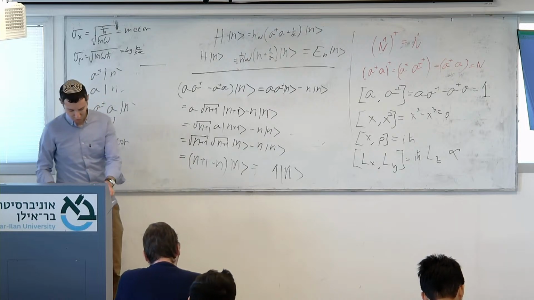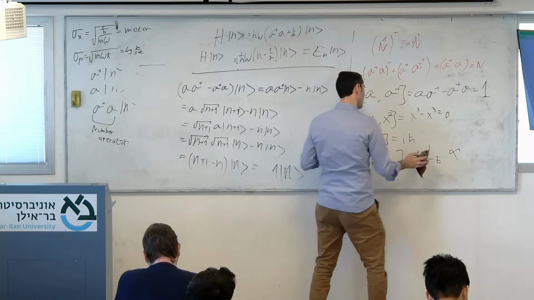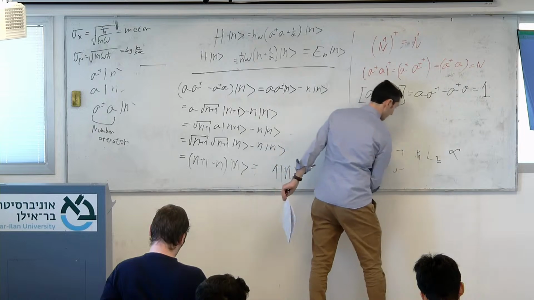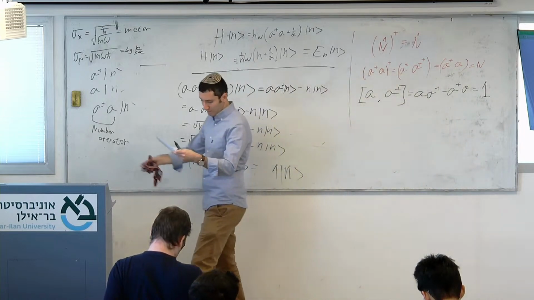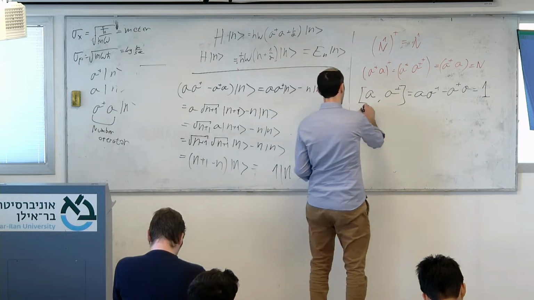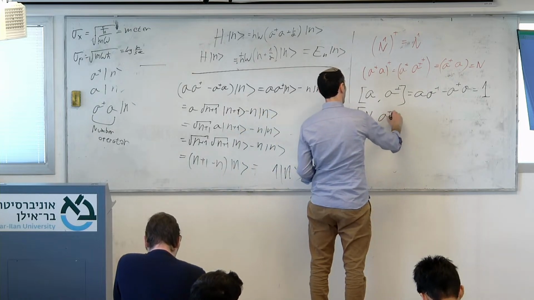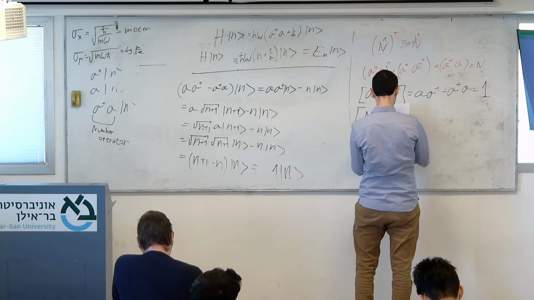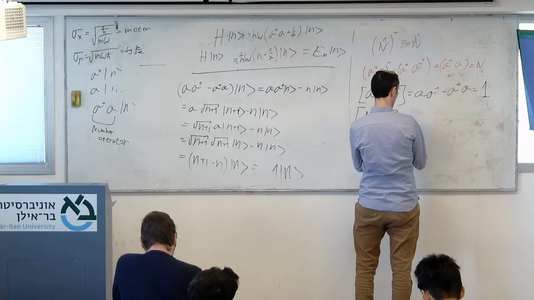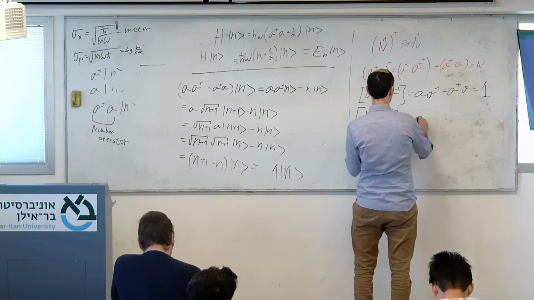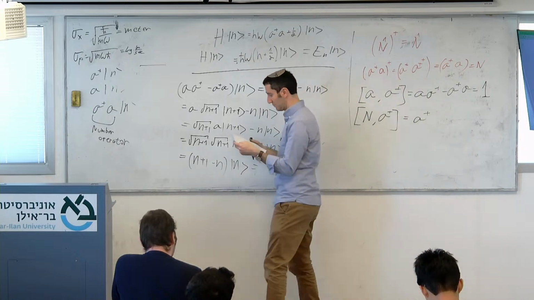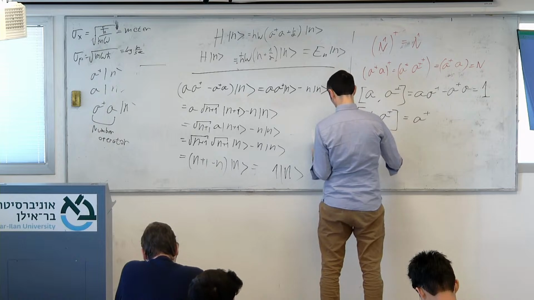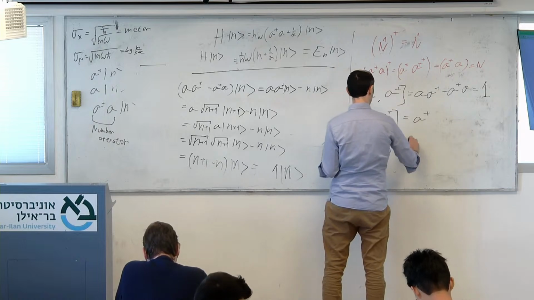Another commutator that I wish to show you, I won't prove it, but it's very easy to prove just as all the other ones, is N with A dagger is A dagger, and N with A is minus A.